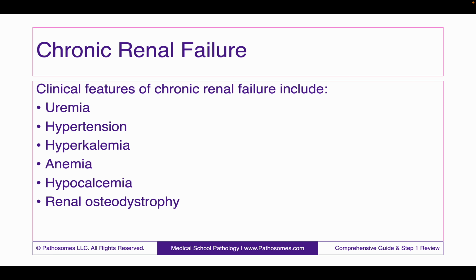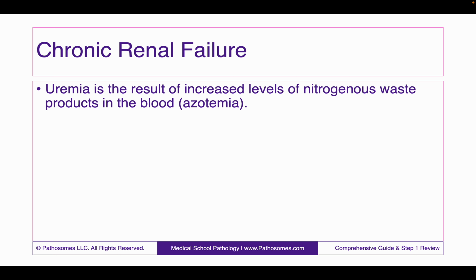Clinical features that often show up on clinical vignettes for chronic renal failure include uremia, hypertension, hyperkalemia, anemia, hypocalcemia, and even renal osteodystrophy, right? Don't forget about that one. Uremia, in particular, is the result of increased levels of nitrogenous waste products in the blood, hence azotemia.